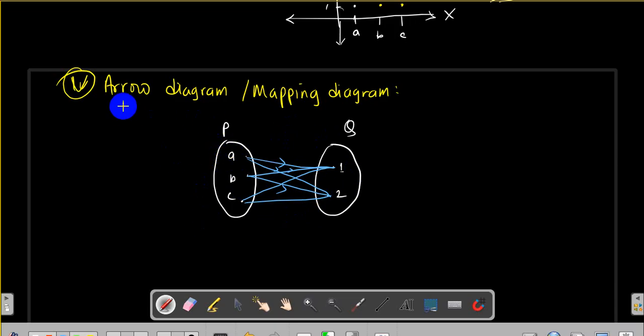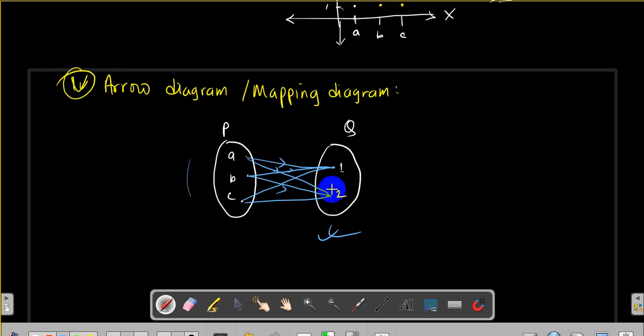Whether you are told to draw an arrow diagram or a mapping diagram, you just need to draw this diagram. This is set P, this is set Q. Now we need to join all the elements of set P to all the elements of set Q. A should be joined with 1, A should be joined with 2, B should be joined with 1, B should be joined with 2, C should be joined with 1, C should be joined with 2.